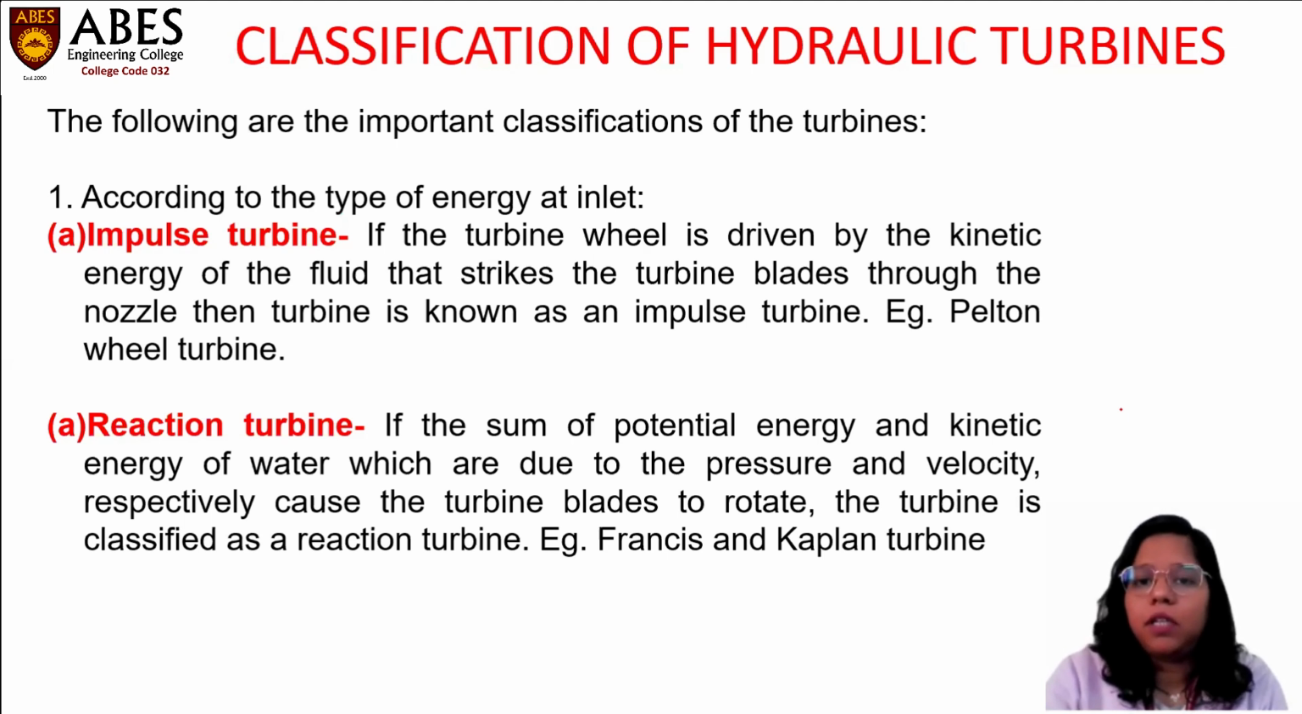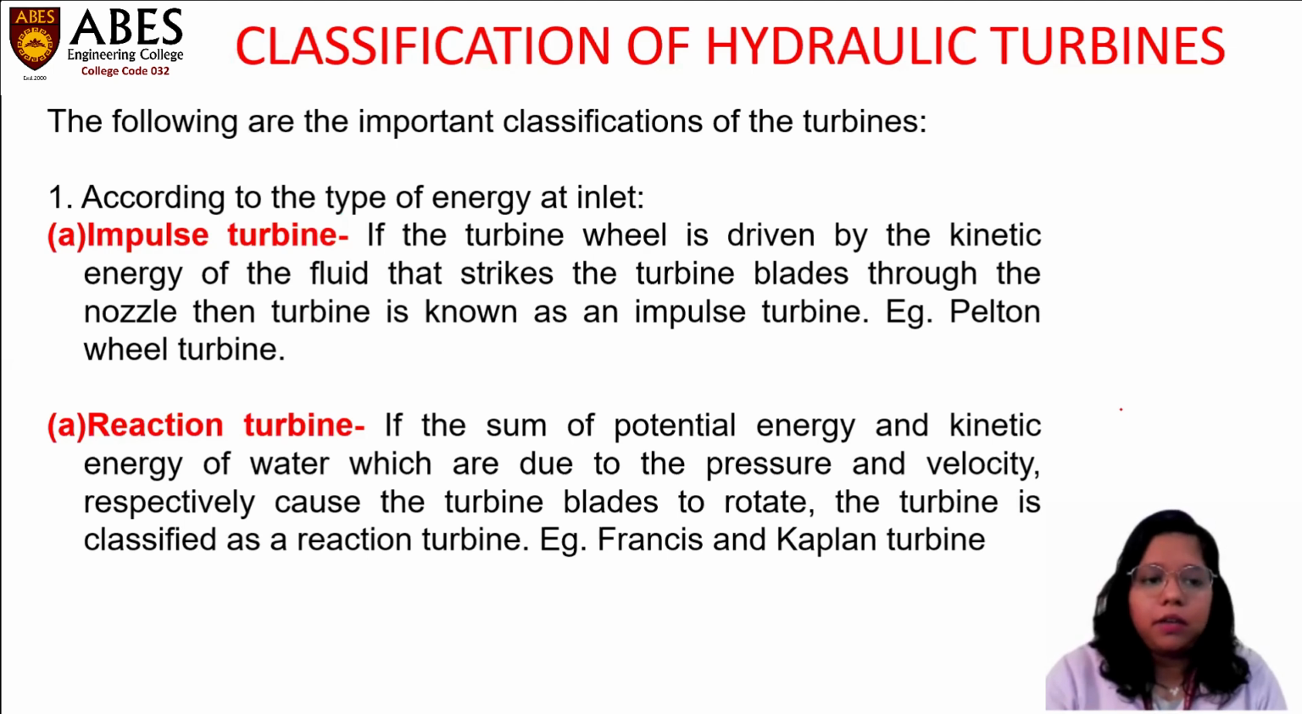If the turbine wheel is driven by the kinetic energy only of the fluid that strikes the turbine blade through the nozzle, then that is known as impulse turbine. It is using the kinetic energy of the fluid to rotate the wheel of the turbine, to rotate the runner of the turbine. The example of impulse turbine is Pelton wheel turbine.